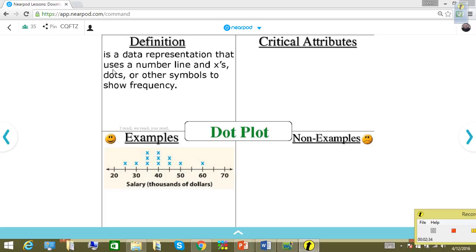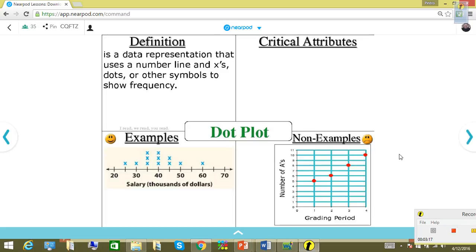All right, so let's see. According to the definition, it says a dot plot is a data representation. Is this graph representing data? Yes. Using a number line. Are they using a number line? Yes. Using X's, dots, or other symbols to show frequency. Are they showing frequency here? Yes. How often that salary occurs. So here we see it starts at 25,000, goes up to 30,000. How many for 35,000? 3. 4 for 40,000, 2 for 45, 1 for 50, 1 for 60. So it shows frequency.